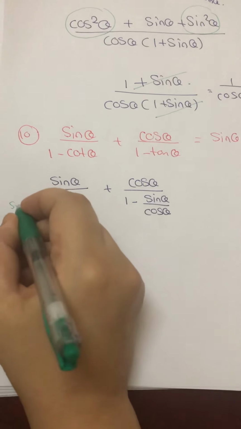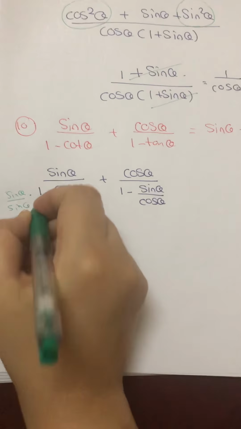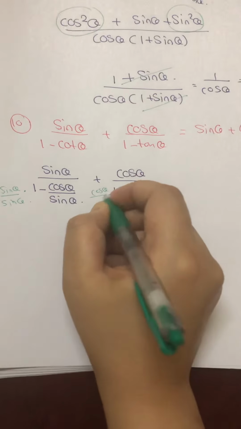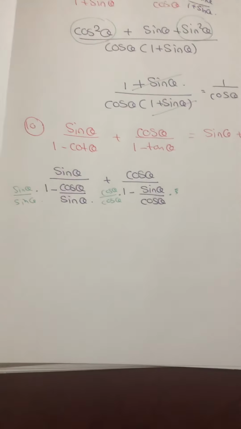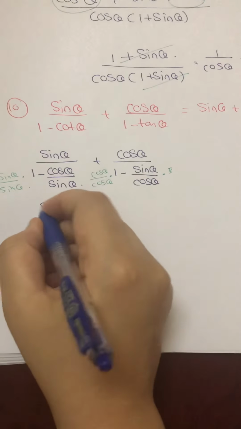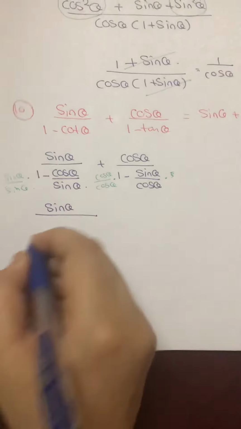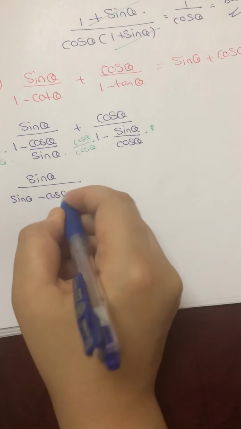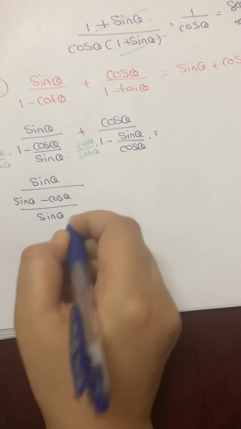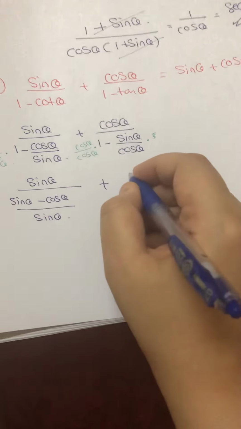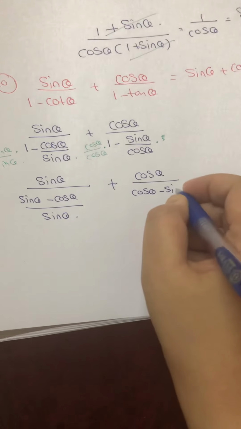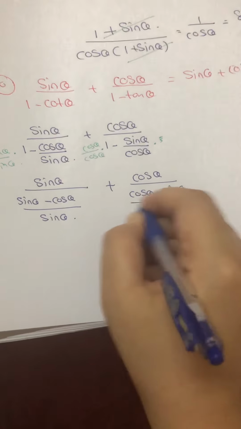Here I'll need to multiply by sine theta over sine theta, and here I'll need to multiply, not this side, here I need to multiply cosine theta over cosine theta. Why am I doing that? To make the denominators equal. So here I'm gonna get sine theta over sine theta minus cosine theta all over sine theta. I subtracted in the same step. Plus cosine theta all over cosine theta minus sine theta over cosine theta, and I subtracted in the same step.